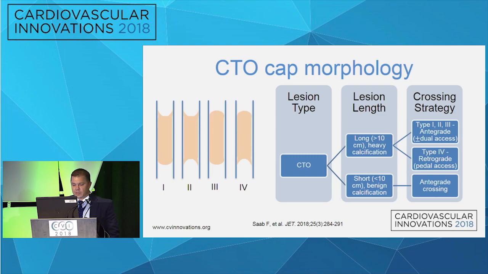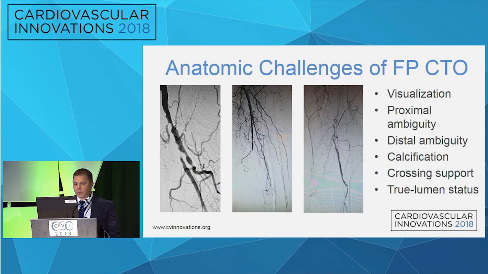We've seen the schematic here from Dr. Saab and his group, who characterized the cap morphology, and it probably does play some role in deciding how to treat these lesions. Of course, lesion length certainly plays an important role as well. And there are various crossing strategies that one can start with, although, again, this is a very dynamic process to achieve success. And this is a patient where not uncommonly you're going to see multiple potential challenges, and your strategy is going to have to take all this into account.